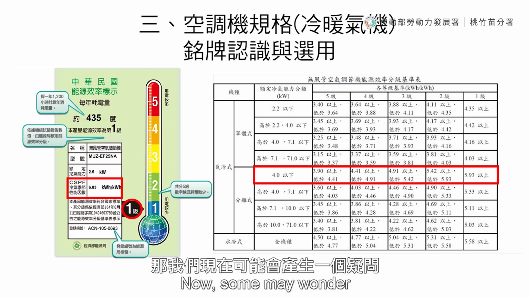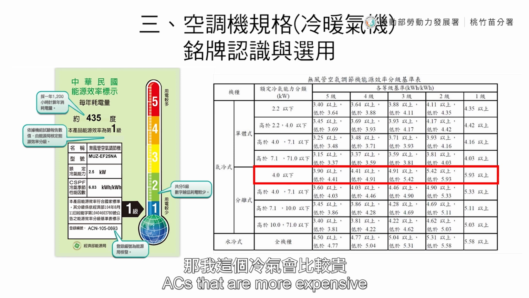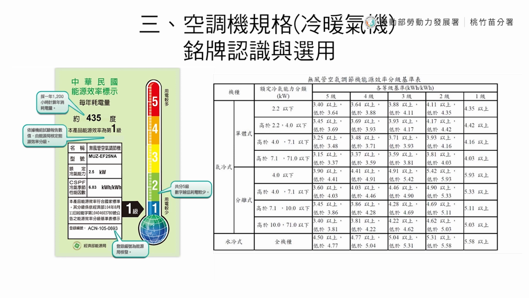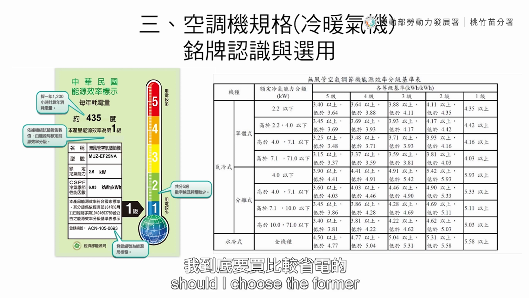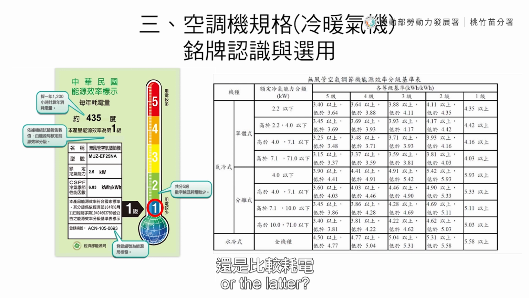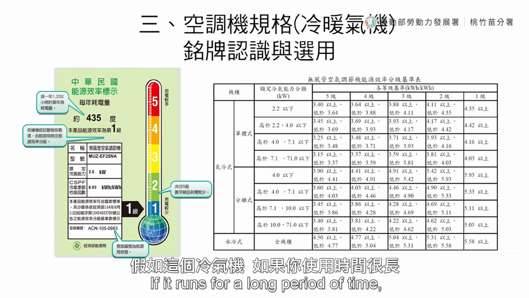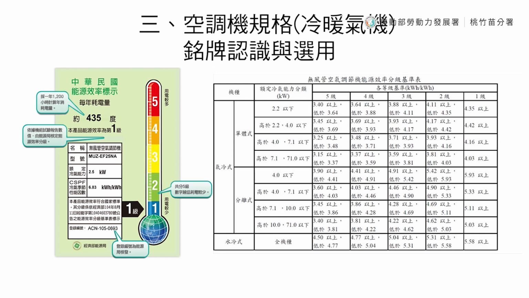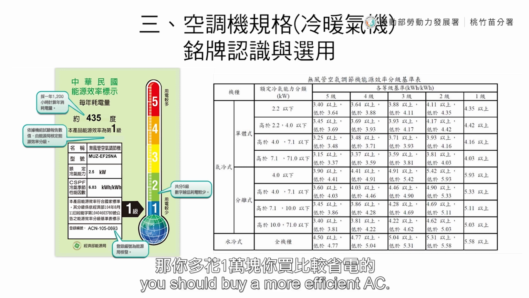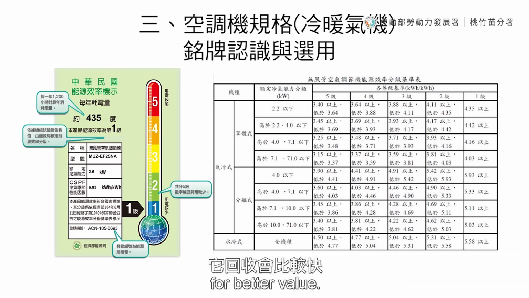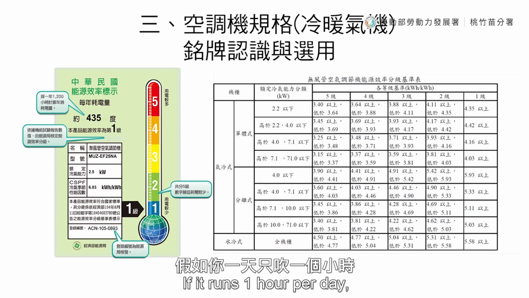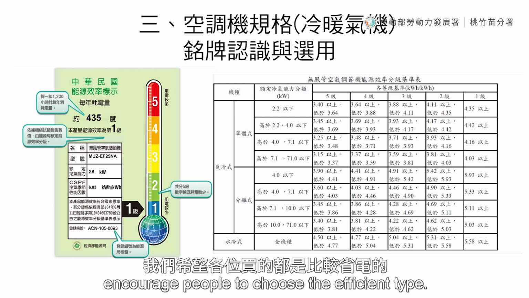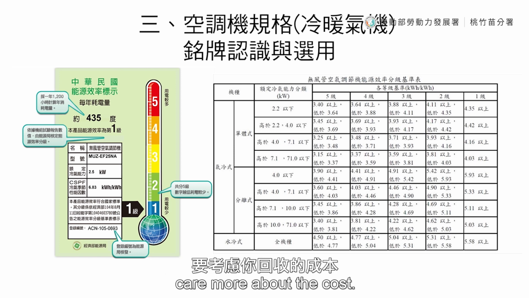Now some may wonder, ACs that are more expensive are more energy efficient. Cheaper ACs are less energy efficient. If I spend extra $10,000, should I choose the former or the latter? If it runs for a long period of time, such as in the living room or in a store, and is often in use, you should buy a more efficient AC for better value. If it runs 1 hour per day, choose a cheaper AC. Of course, the government would encourage people to choose the efficient type, but consumers care more about the cost.